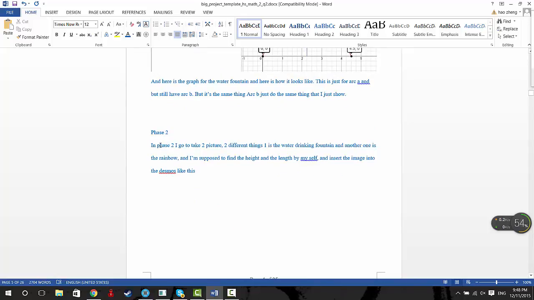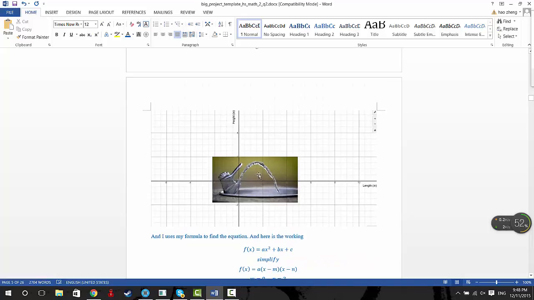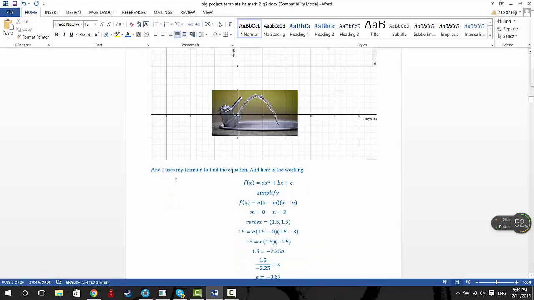Okay, in phase 2 I am going to take two different things to create our own parabola. One of them is the water drinking fountain, another one is the rainbow, and I'm supposed to find the height and the length by myself and insert the image into Desmos like this. So basically I take a picture and then insert it in Desmos, so it'll be like this, as you see, and I use my formula to find the equation, and here's the working.